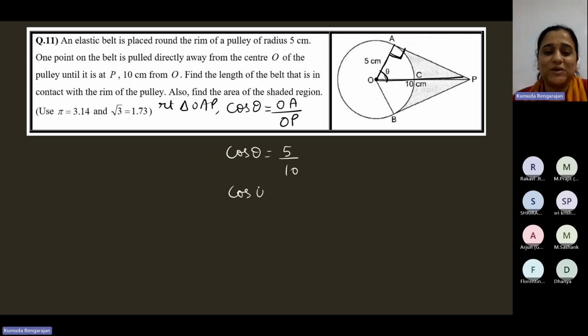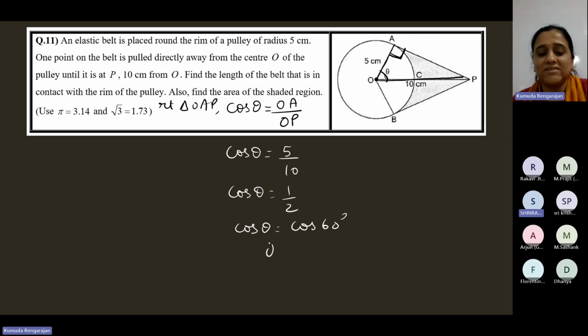So cos theta is equal to 1 by 2. When is it 1 by 2? Cos theta is equal to cos 60 degrees. So theta is equal to 60 degrees. Very good. So theta is 60 degrees. So what's the sector angle? 60 plus 60, 120 degrees is the sector angle.